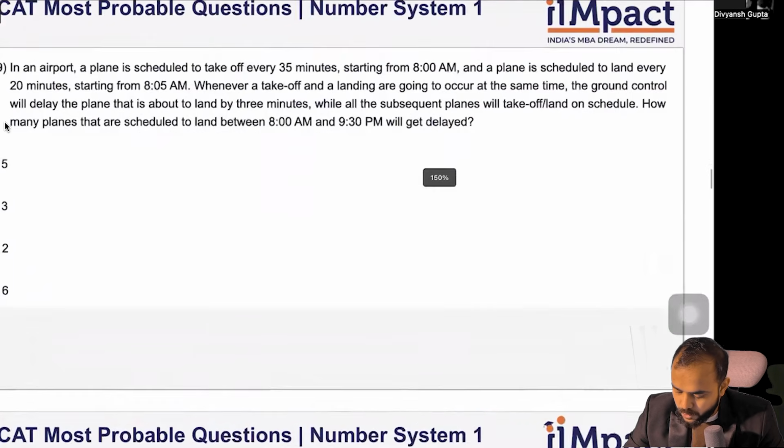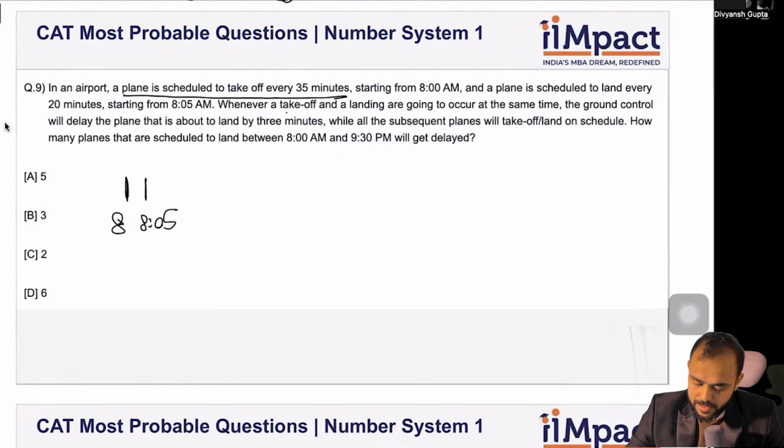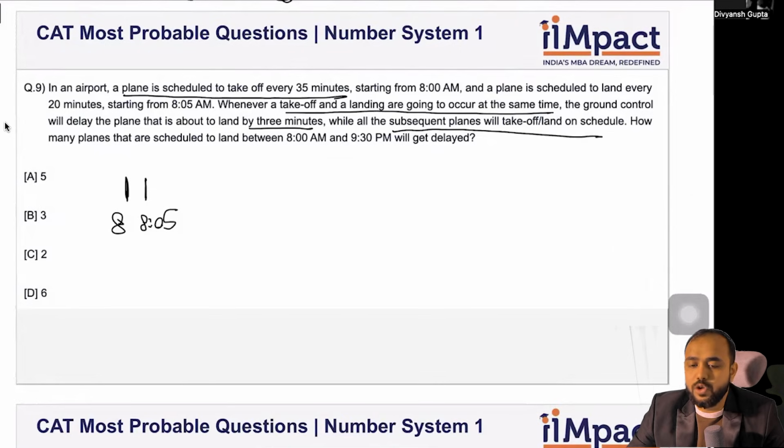Moving on, question number 9. A plane is scheduled to take off every 35 minutes starting from 8. A plane is scheduled to land every 20 minutes starting from 8:05. Whenever these takeoff and landing occur at the same time, a landing plane will be delayed by 3 minutes and the subsequent ones will not be delayed. So how many planes that are scheduled to land will get delayed?